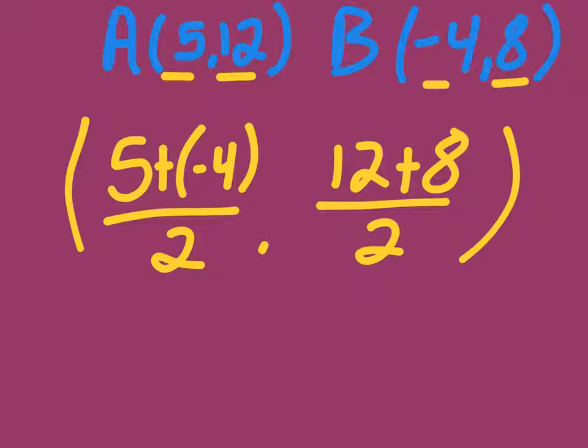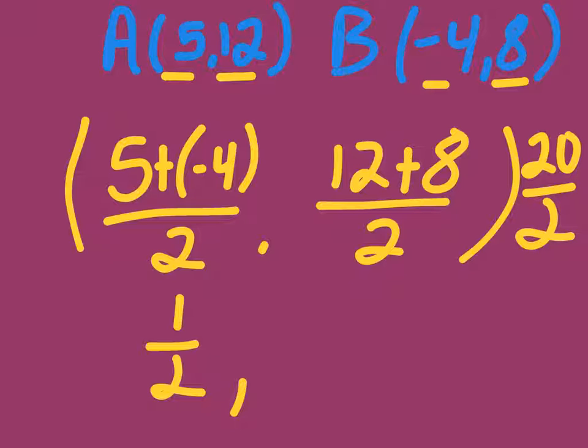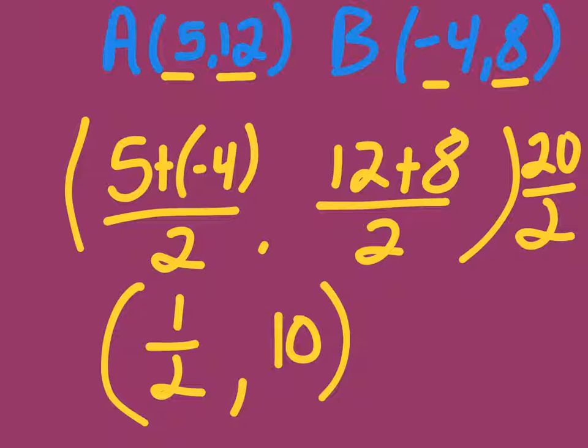5 plus a negative 4 is 1 over 2, and 12 plus 8 is 20. I'm going to write this off to the side here. 20 over 2, and 20 over 2 can be simplified down to 10. So the midpoint of these 2 points is going to be at 1/2, so half a block to the right, and up 10.